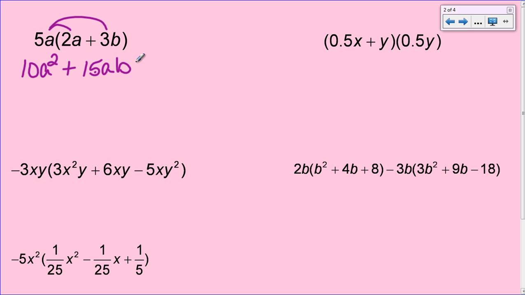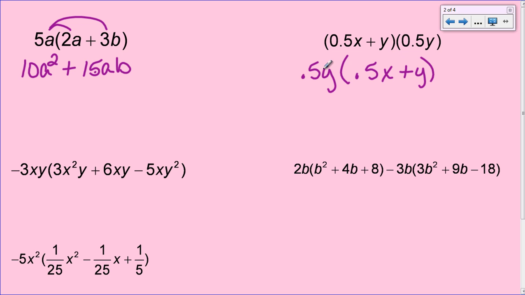If that messes with you, rewrite it and turn the problem around. So I can rewrite this as 0.5y times 0.5x plus y. These are the same thing. In this instance, the thing I'm going to distribute is on the right, but this is how you're used to seeing it, so just turn it around. It's multiplication. Order doesn't matter with multiplication, so just flip-flop them.